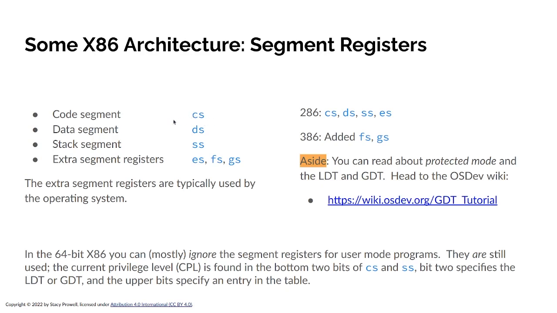And so the code segment was where your code was. The data segment pointed to your data. The stack segment pointed to your stack. And you had these additional segment registers, E, F, and G, that you could use to point to other segments. When the 286 was introduced, it added these. So these weren't originally present. They got added by the 286.